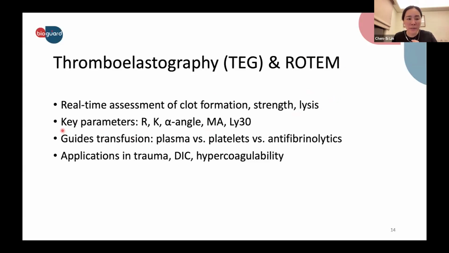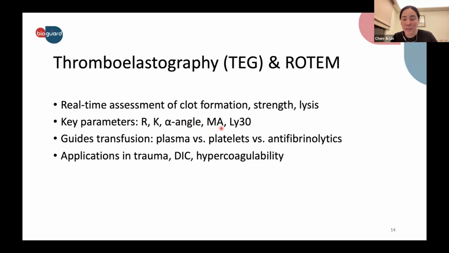There are specific key parameters. The R time means time to initial fibrin formation, so it helps us identify coagulation factor activity. The K time and the alpha angle help us monitor clot kinetics. With these two parameters, we can know the fibrinogen as well as the platelet function.